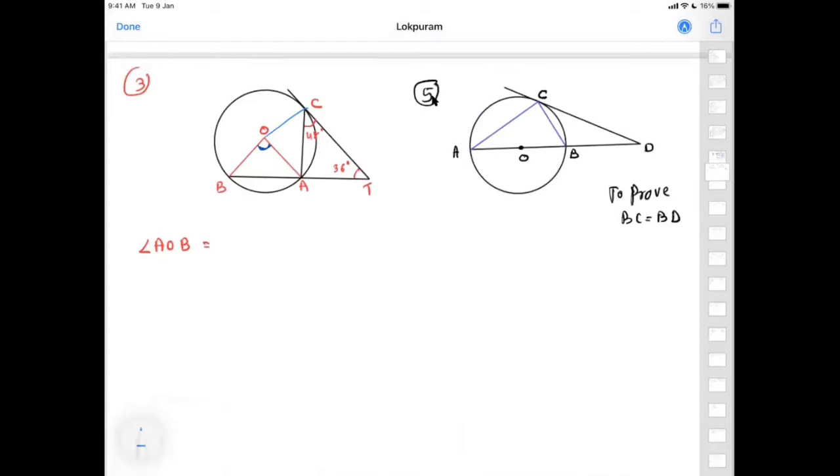So first we can find this angle in triangle CAT. What will be this angle? 180 minus (36 plus 48), 180 minus 84, that is equal to 96 degrees. This is 96 degrees. Understood? Is this part clear?